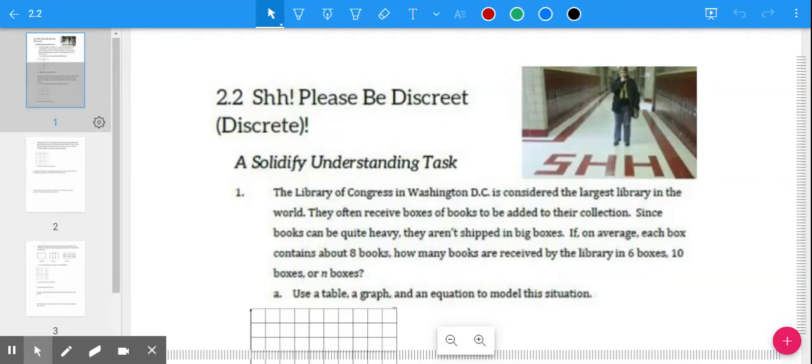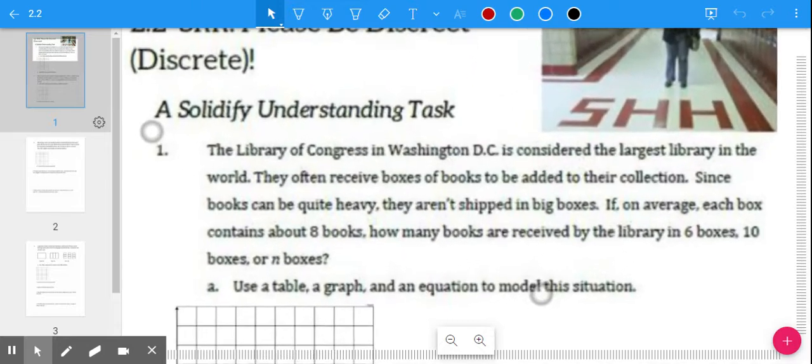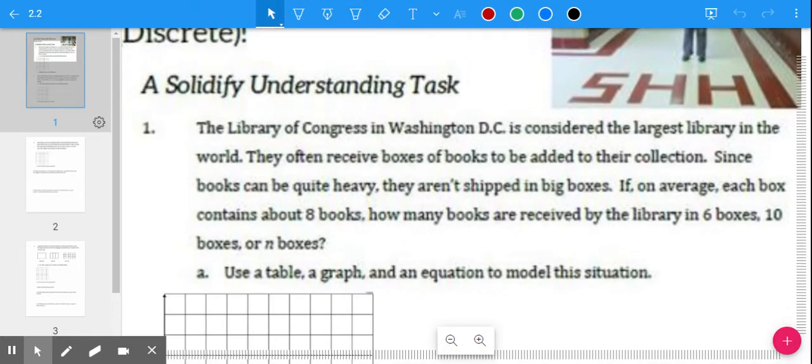So this is all word problems in order to implement everything that we did in 2.1. So the Library of Congress in Washington, D.C. is considered the largest library in the world. They often receive boxes of books to be added to their collection. Since books can be quite heavy, they aren't shipped in big boxes. On average, each box contains about 8 books. How many books are received by the library in 6 boxes, 10 boxes, or in x boxes?